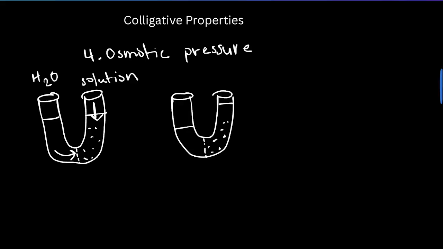So why is this happening? The solvent molecules are always moving towards a higher concentration of solute, in order to balance out the concentrations, like I've already explained. When the solute particles are present, they pull the solvent molecules in because there are fewer free solvent molecules on the solution side. In order to stop this movement, we push back with pressure. The pressure that is opposing osmosis from occurring is your osmotic pressure.